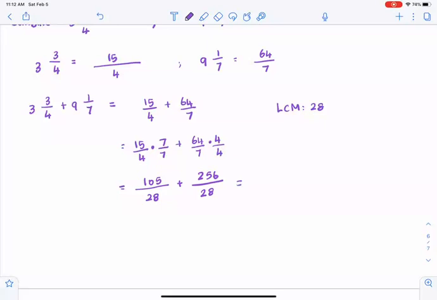Now I have a common denominator, which is 28. Numerator is simply 105 plus 256. In those, you'd get 361 over 28. There is no need for us to simplify, because we can't simplify this further. Write the improper fraction rather than a mixed fraction.